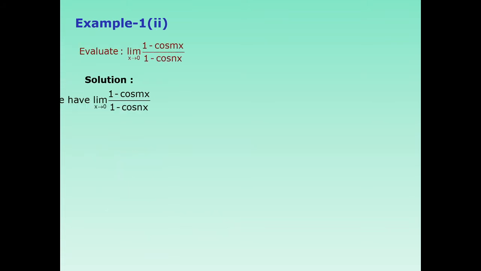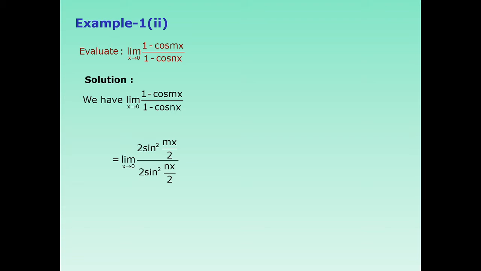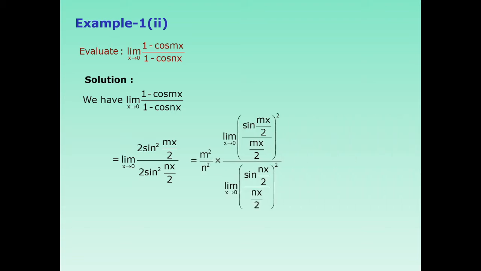1 minus cos mx over 1 minus cos nx. Now use the identity: 2 sin square mx by 2 and 2 sin square nx by 2. Now dividing by mx by 2 and nx by 2 whole square, and then the limit is m square by n square.